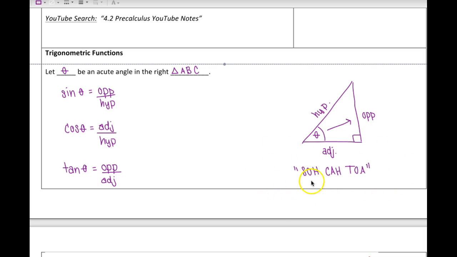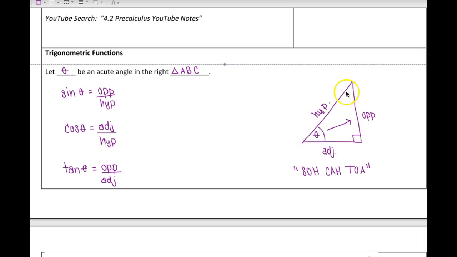I don't know if you guys have learned that or if you learned some other way of memorizing these, but sine is opposite over hypotenuse, cosine is adjacent over hypotenuse, and tangent is opposite over adjacent. And if you remember, the hypotenuse is always the longest side. This should be a right angle. It looks a little bit cute, but imagine this was a right angle.